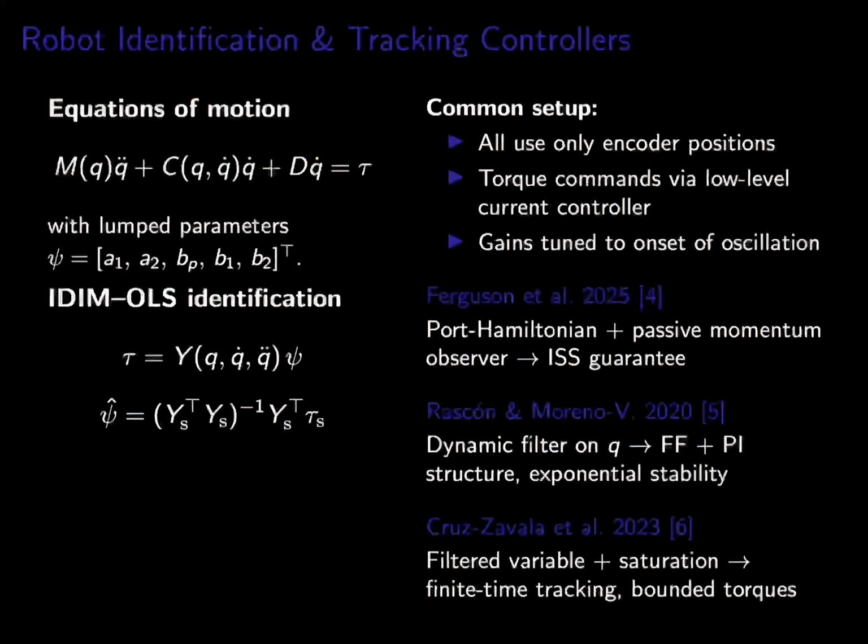directly. We then identified the robot dynamics using the inverse dynamic identification model with ordinary least squares, estimating 5 lumped inertial and frictional parameters from 10 excitation trajectories.